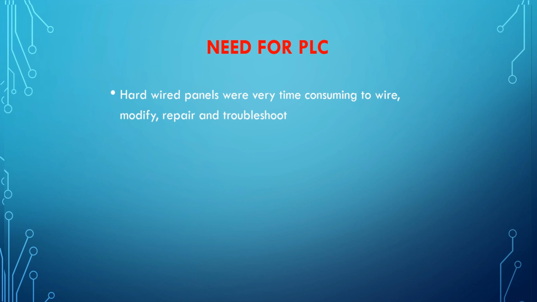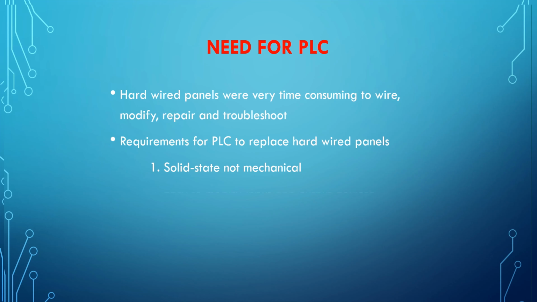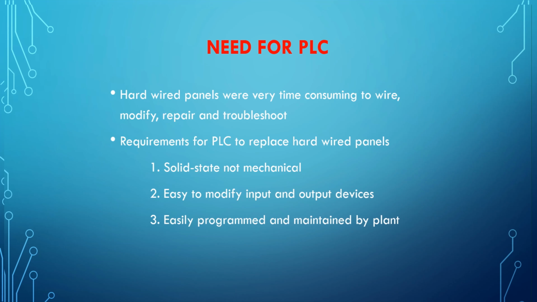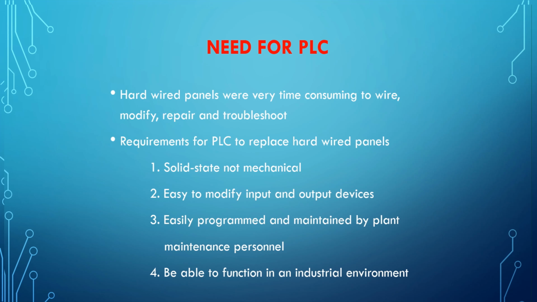In automation, we need PLC because hardwired panels were very time consuming to wire, modify, repair, and troubleshoot. So replacement of hardwired panels is necessary. PLCs are solid state and not mechanical, easy to modify input and output devices, easily programmed and maintained by plant maintenance personnel, and able to function in an industrial environment.